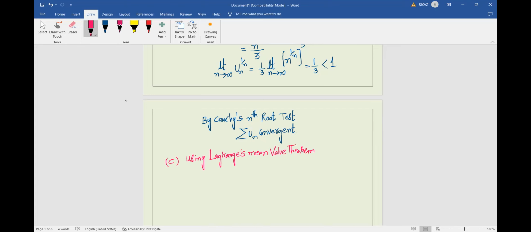Using Lagrange's mean value theorem, show that modulus of cos b minus cos a is less than or equal to modulus of b minus a.